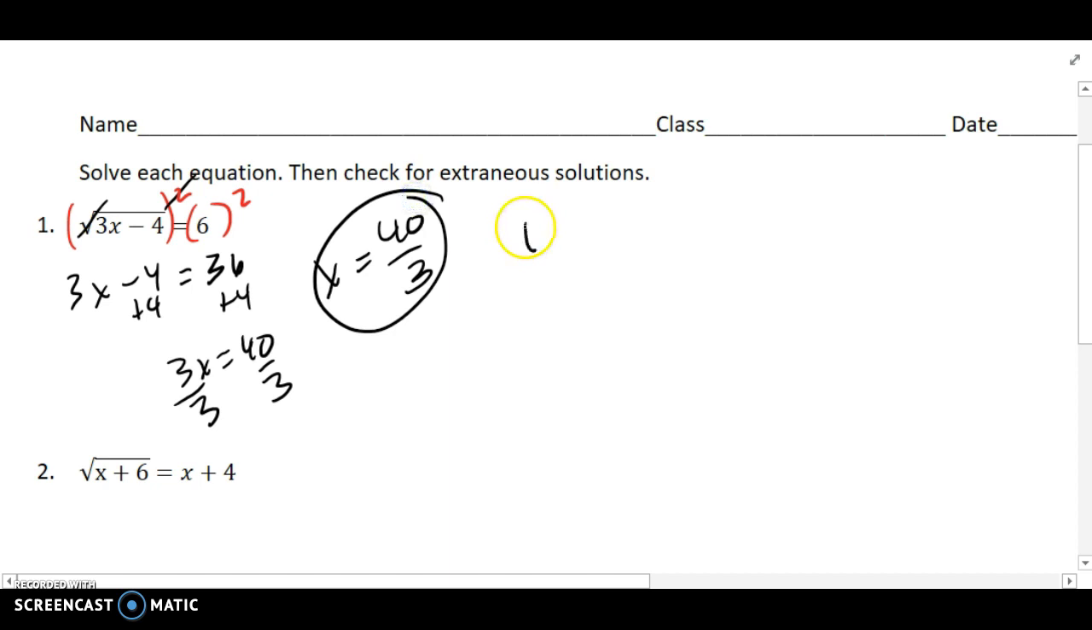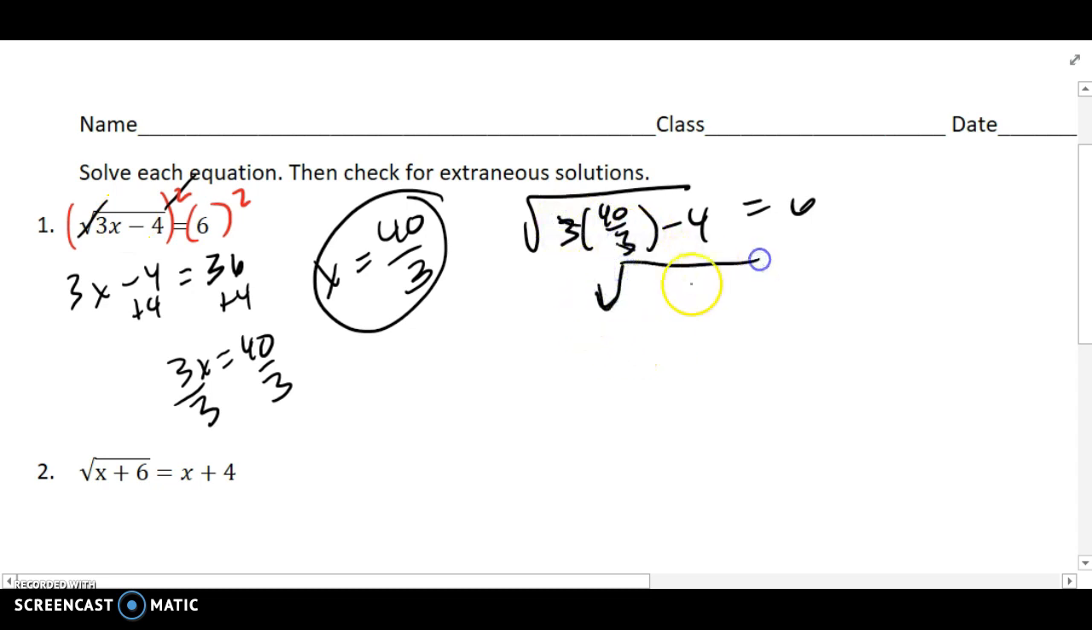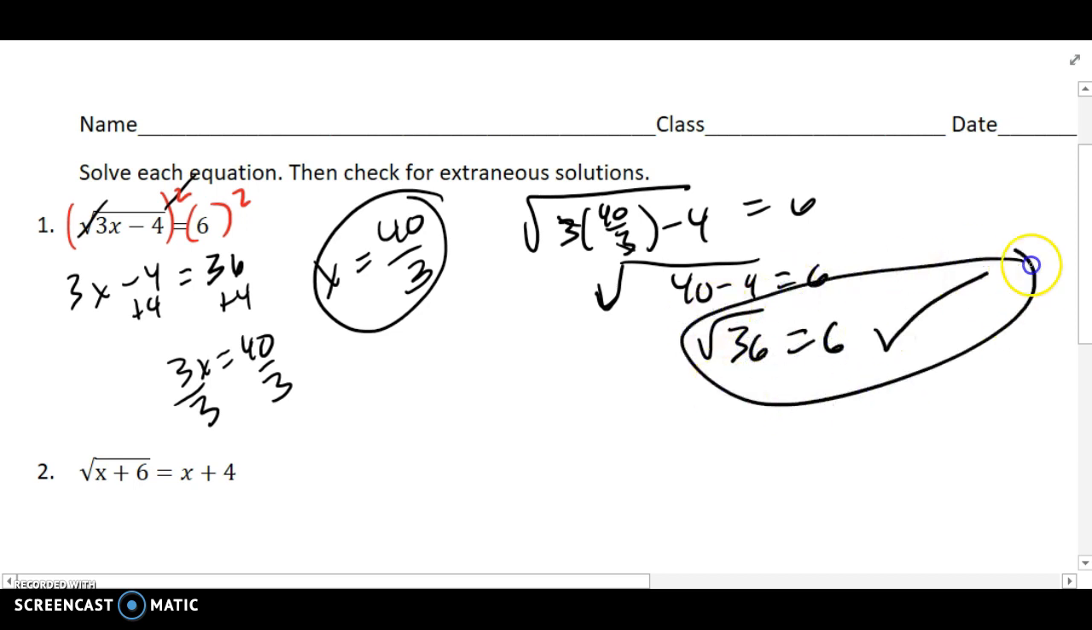Now to check for extraneous solution, what that means is we're just going to put our answer back into the problem that we started with. So we're going to take this and we're going to put it in. This is going to cancel. So we have the square root of 40 minus 4 is equal to 6, and that does work out because the square root of 36 is equal to 6, and that is true. So this is a true solution. It's not extraneous.